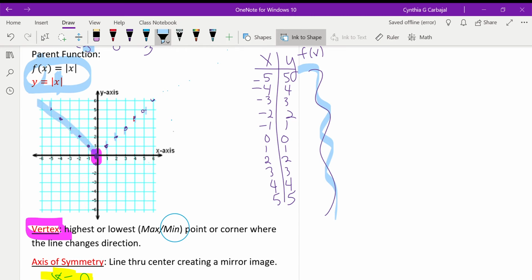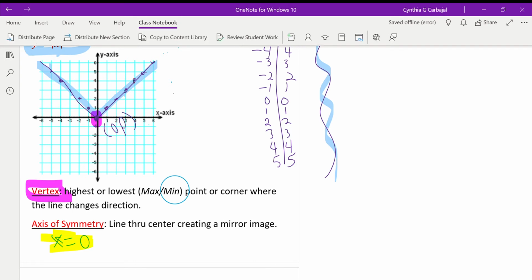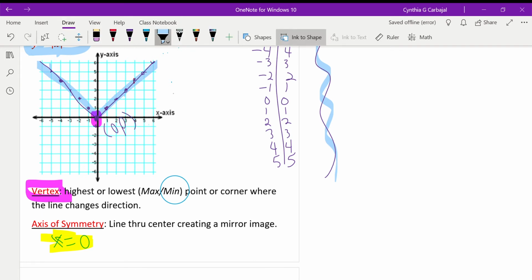So it ends up creating a function that looks like a V, where the bottom part is called the vertex, or the lowest point. In this case, which would be a minimum, would be here at 0, 0. So that's our vertex. If this function was opening downward, then the vertex would be the maximum, not the minimum. But because this vertex here is our lowest point, it is called a minimum.